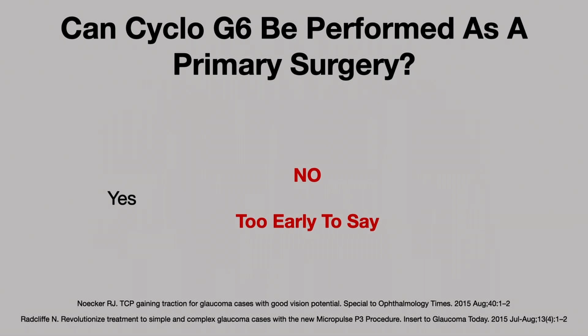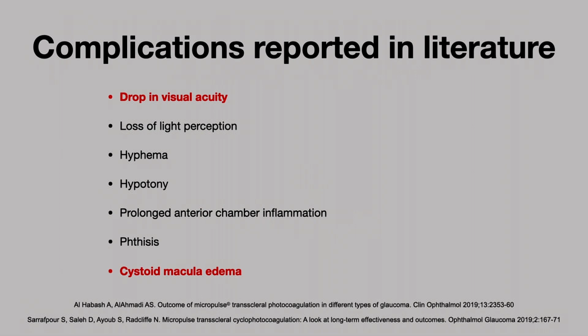This is something which is very debatable: primary, or is it too early to say? Studies are showing that patients who are having good visual outcome, as Sir pointed out in his last slide, if this is the only procedure that is safe, I think we can go ahead and start with this as well. But we need to know the fair share of complications that is reported, drop in visual acuity. We have seen patients with cystoid macular edema, and these are some of the ones that are published in literature as well.